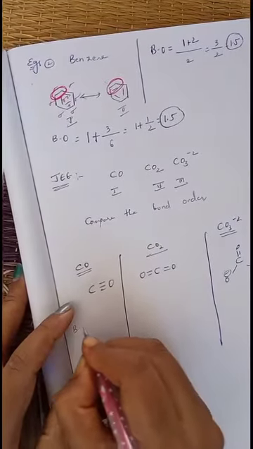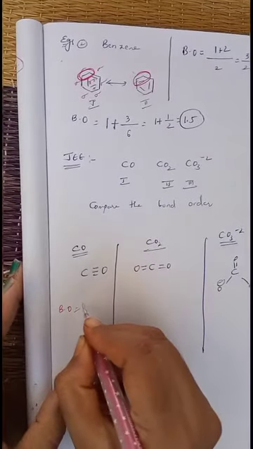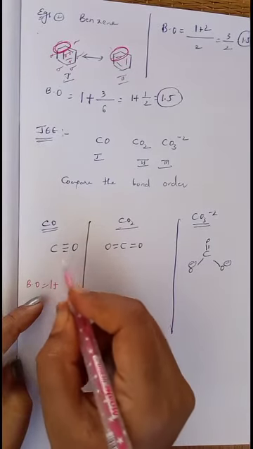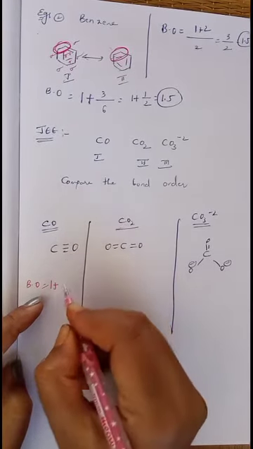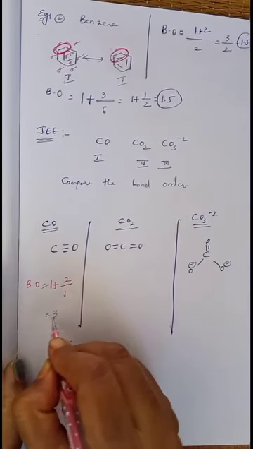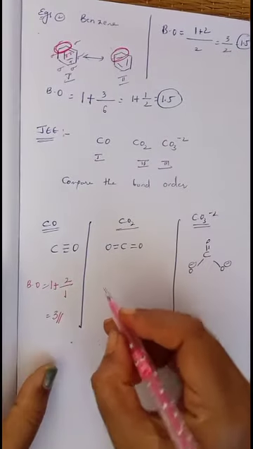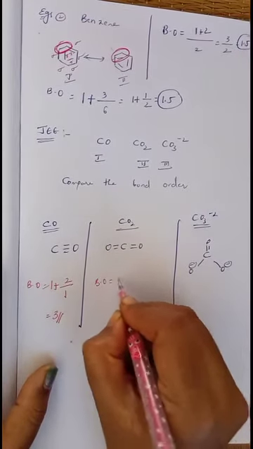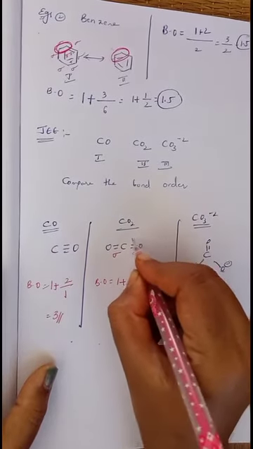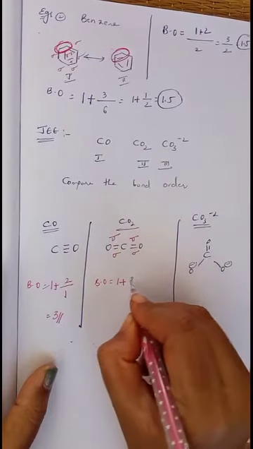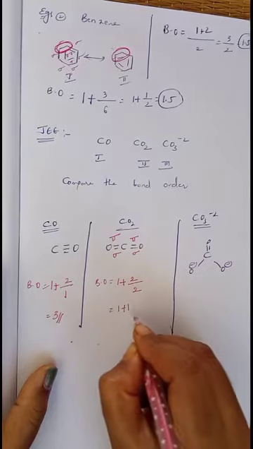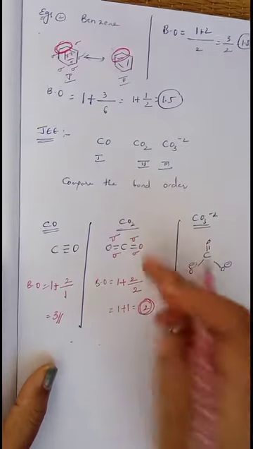Bond order for this is equal to 1 plus number of pi bonds. How many pi bonds are there? In a triple bond, one is sigma, the other 2 are pi bonds. So 1 plus 2, that is 3. Bond order is 3. And for CO2, bond order is equal to 1 plus number of pi bonds. This is sigma and this is sigma, this is pi and this is pi. Number of pi bonds are 2, number of sigma bonds are also 2. Then 1 plus 1 equals 2. Bond order here is 2.